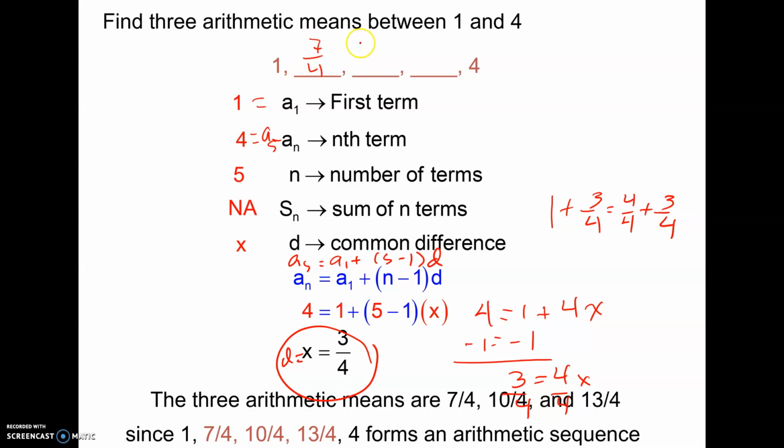Then I add 3/4 again. You know, you just add the numerators, leave the denominators alone, add 3/4 again. And then if I add 3/4 again, I better end up with 4. And if you think about it, 13/4 plus 3/4 is 16/4, and that gives you 4. Oops, no, that's a typo. I wrote that in wrong. And then we're done.